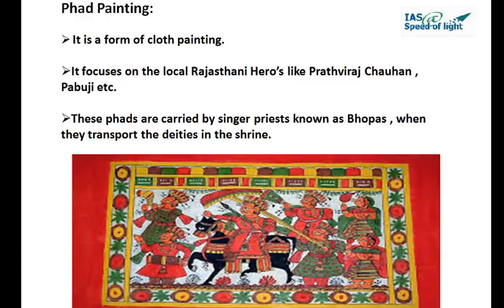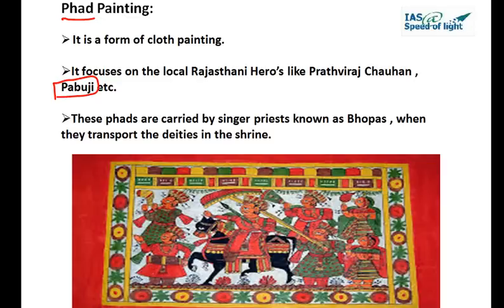Another important painting from Rajasthan. In Rajasthan, we have so many paintings. One is the Phad painting. It is a form of cloth painting, so painting done on a piece of cloth. It focuses on the local Rajasthani heroes like Prithviraj Singh Chauhan and Pabuji. Pabuji is a local hero. There are so many legends about Pabuji in Rajasthan.